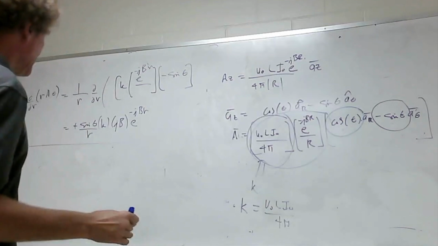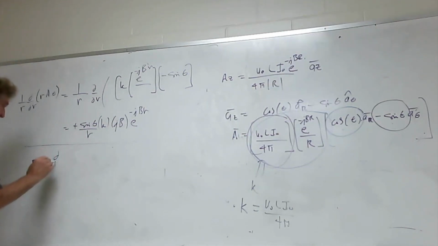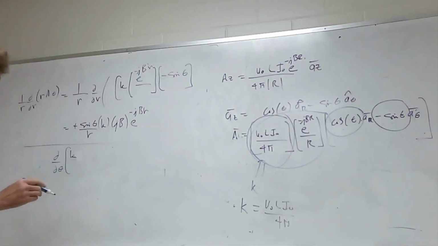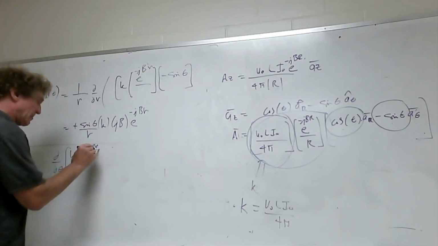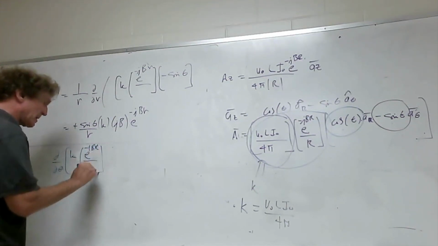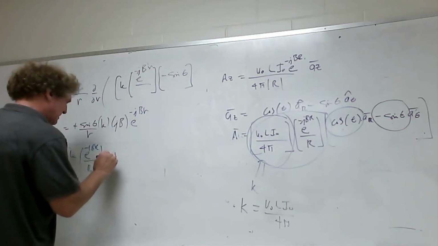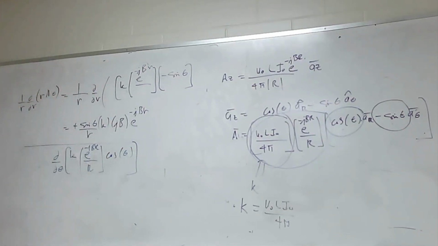And really, I simply need a d theta of A_r, which is going to be k, right there, and it's e to the minus j beta r over r, then times cosine of theta. I think everybody follows me on this, right?